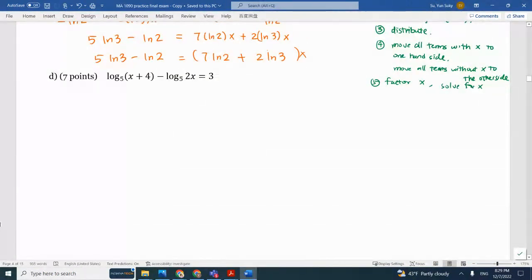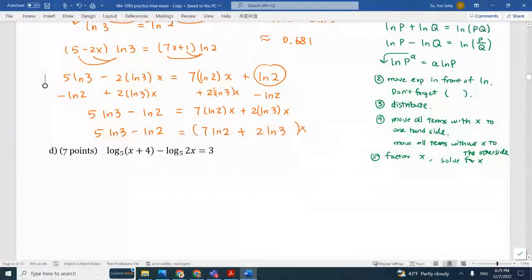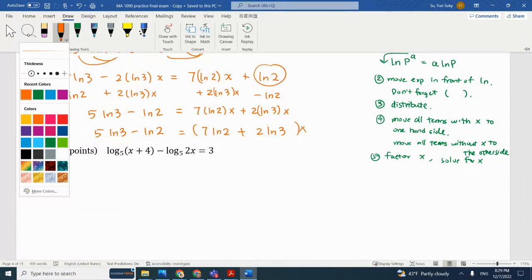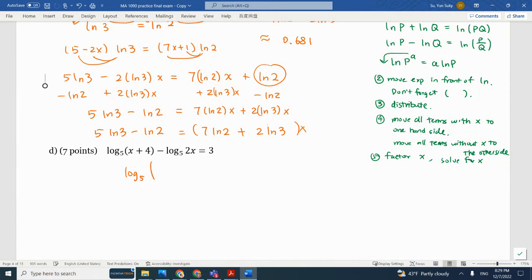Here, when we solve an equation involving log, we want to combine them. So how do we combine the log? Well, use the property. Log combines the subtractions into fractions. So this is log 5, and then we have x plus 4 over 2x equals 3. Okay, so we combine. Addition will give us product, subtractions give us quotient.